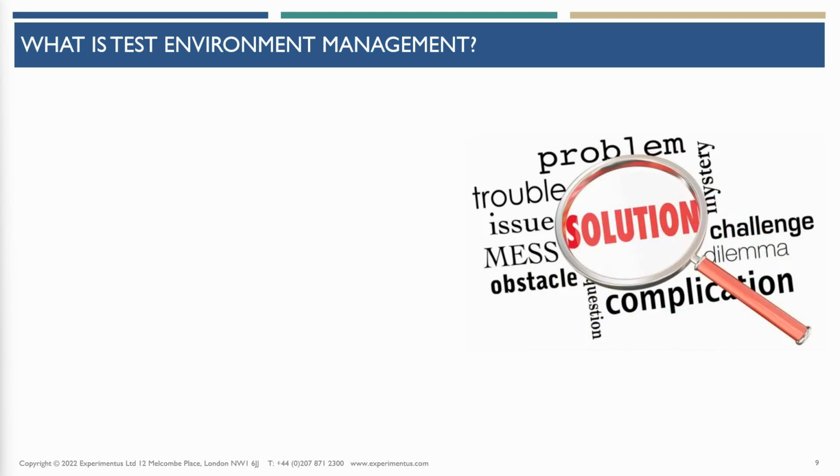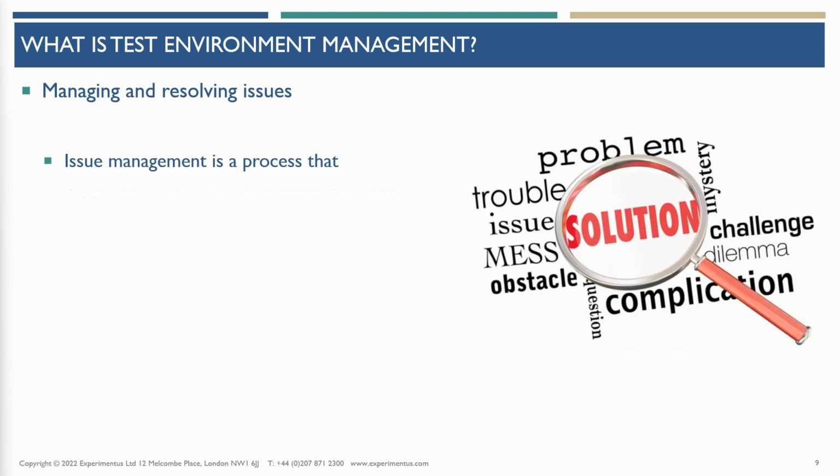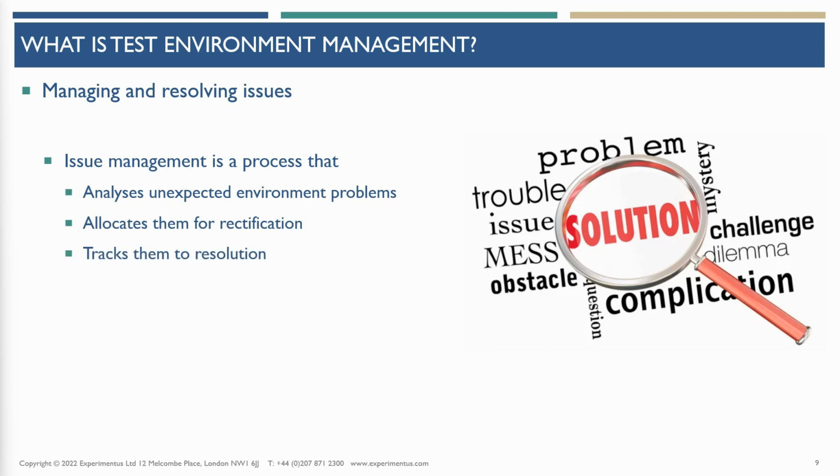Nothing in life is perfect. Things go wrong from time to time, and this is true for environments just as much as anything else. Issue management is a process that analyzes unexpected environment problems, allocates them for rectification, and tracks them to resolution. It should also involve some form of root cause analysis as part of an attempt to prevent similar issues from occurring in the future.